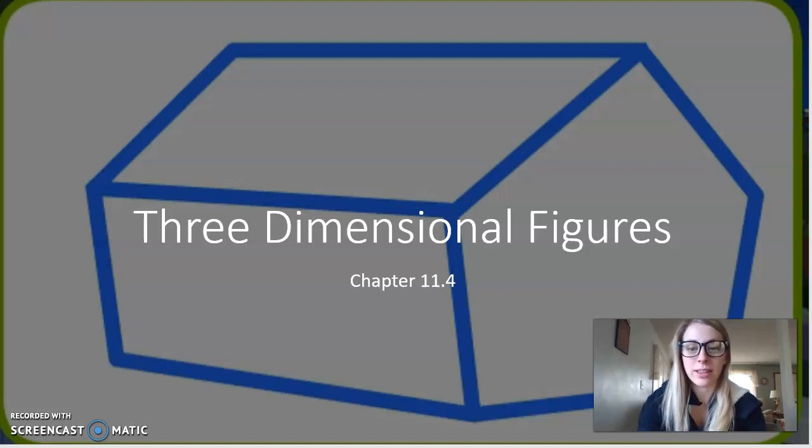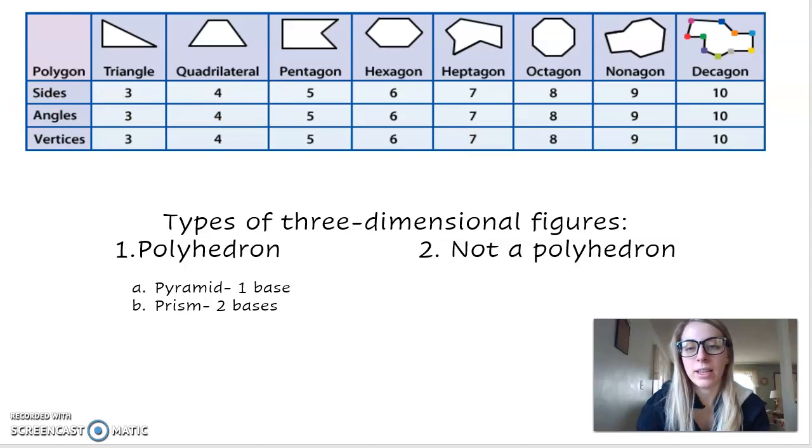This is chapter 11.4, so our fourth lesson in this chapter. An important thing to refer back to during this chapter is going to be this chart that you see here. You're going to be using all of these different shapes today, okay? Because a three-dimensional figure often has polygons.